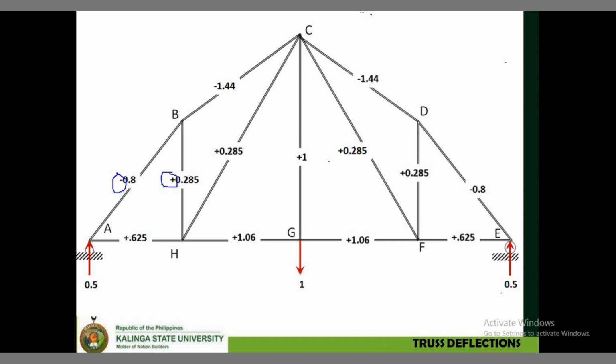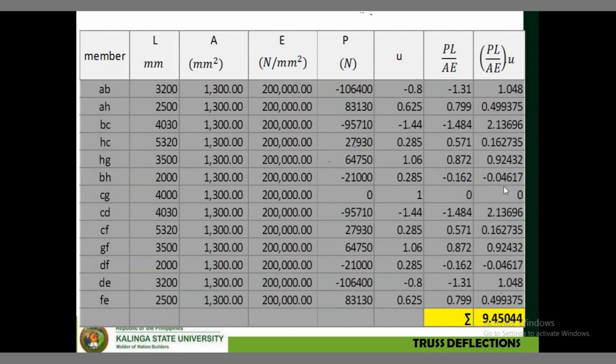After na nakuha natin yung values ng ating mga members, the next thing we have to do now is using a table. So, the first column, nandun yung member. The second column is the length. And, kinonvert ko yung length into millimeters para mas madali. Then, given naman yung ating area, that is millimeters squared. And given E, that is 200,000 Newton per millimeter squared.